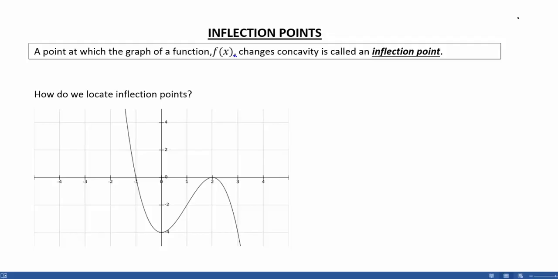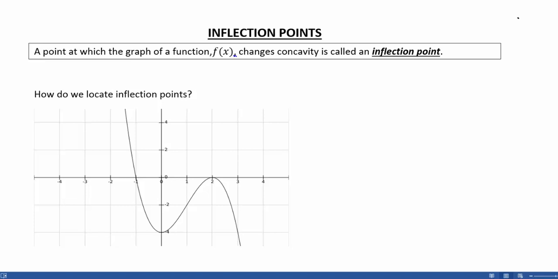Inflection points. So remember, earlier in the term, we learned about something called inflection points. An inflection point is a point on the graph where a function f of x changes concavity, which means to the left of an inflection point, the concavity is going to be different than what's to the right of the inflection point. So how do we locate inflection points and how do we solve for these mathematically?